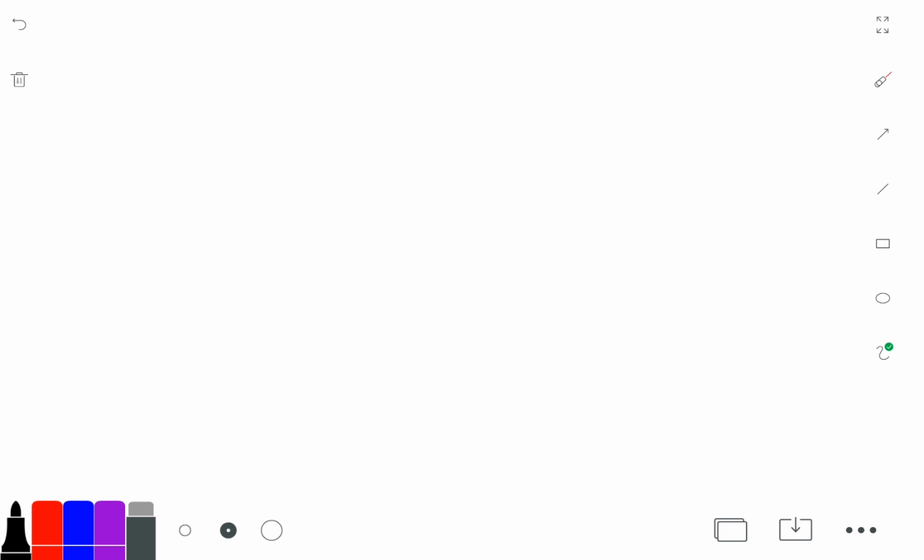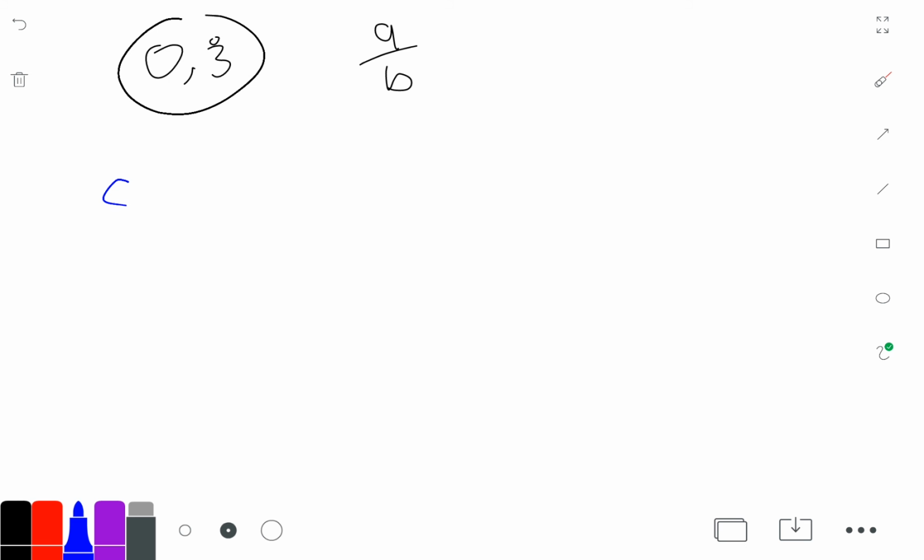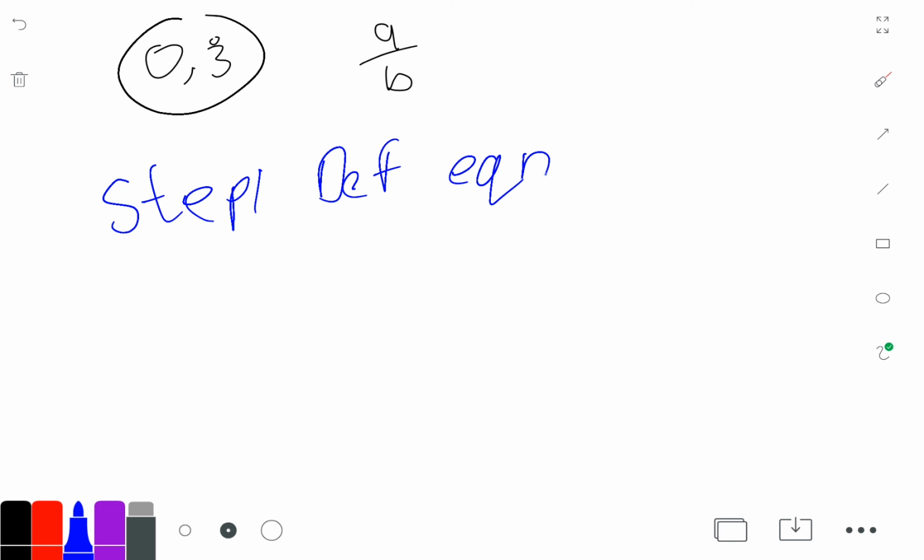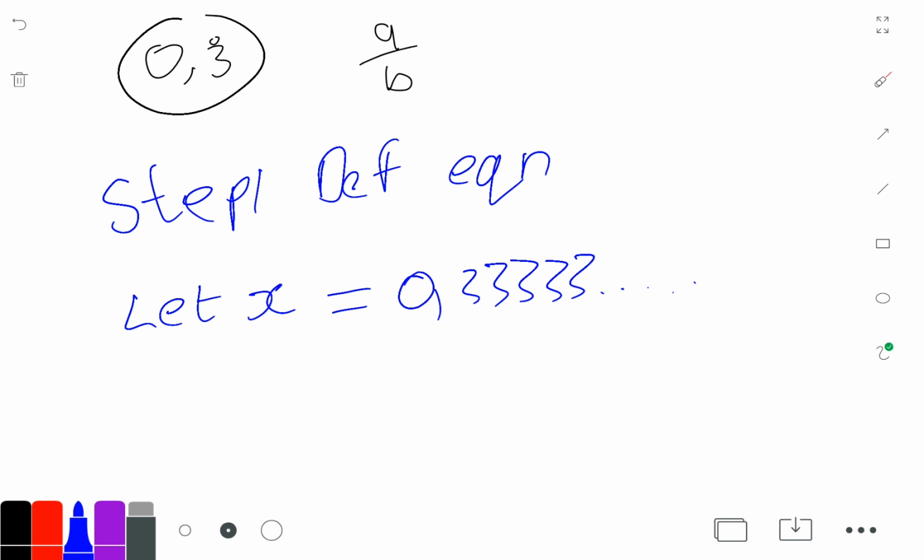Suppose you are told to write 0,3 with a dot, meaning that the 3's are repeating, in the form of a over b or a fraction. So how do we convert this number? Step 1, you are going to define an equation. What do I mean by defining an equation? You are going to let x be 0,33333 to infinity.